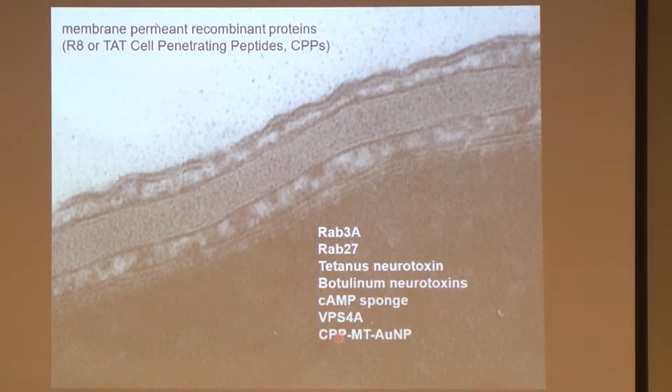We are also interested in the physicochemical aspects of this process. How come you can go through a membrane? So we made this construct: the CPP attached to a metallothionein, which is a small protein with a high affinity for gold particles. The gold particles are good because you can follow them by electron microscopy.